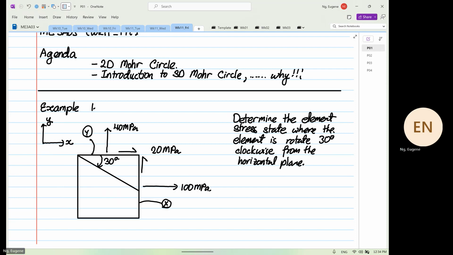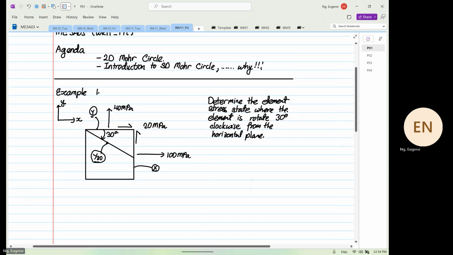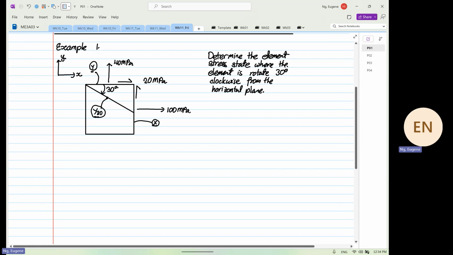Okay. So the 30 degrees is from Y, right? The Y over here. So we are going to call this plane Y30. Okay. That plane is going to be our Y30. So from here, we construct Mohr's circle. Later on, I will expand this question to 3D, okay, by using the same circle. Okay, so now we sketch.